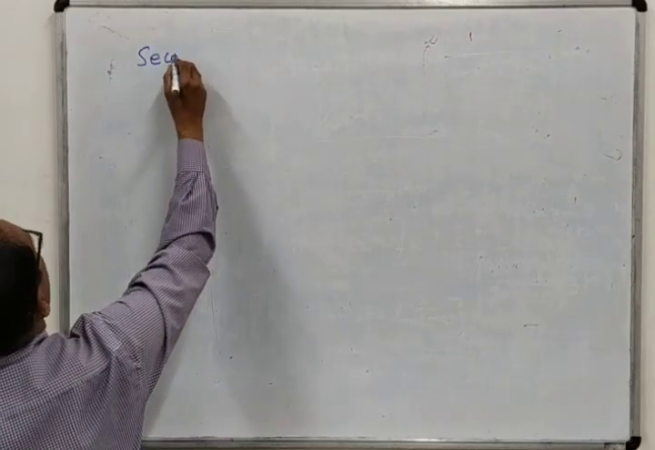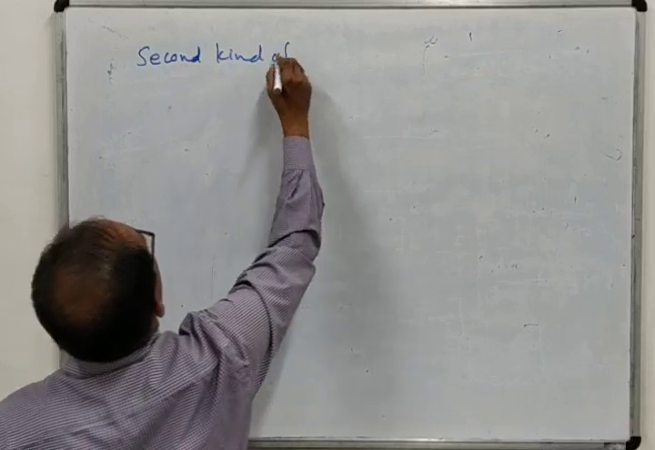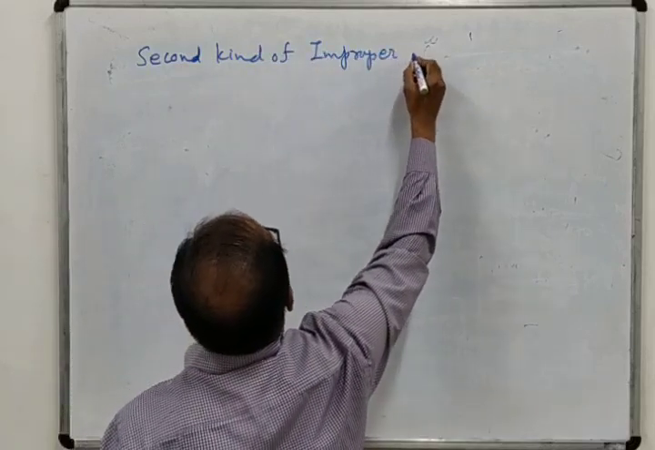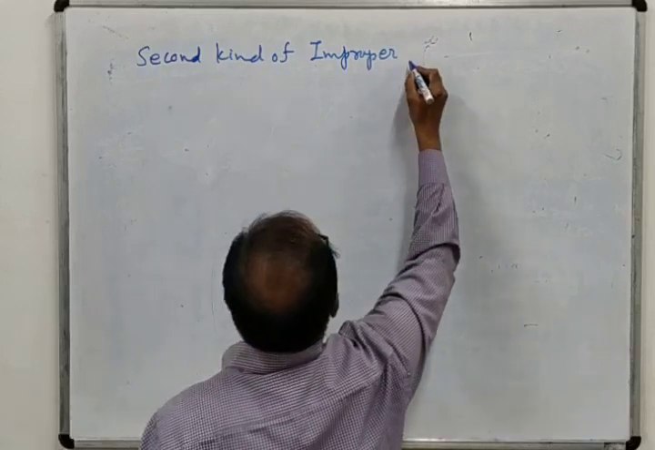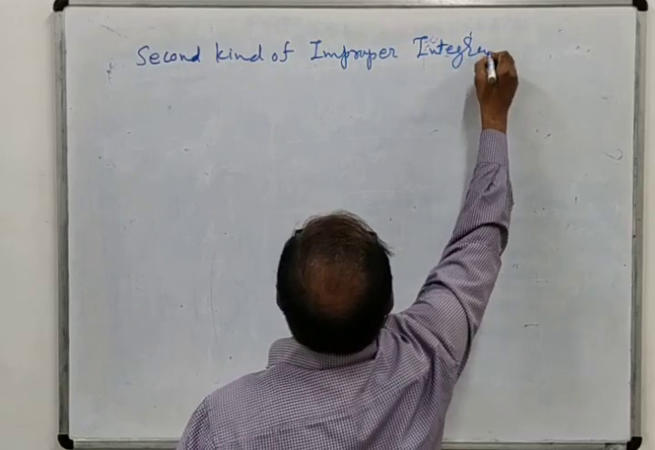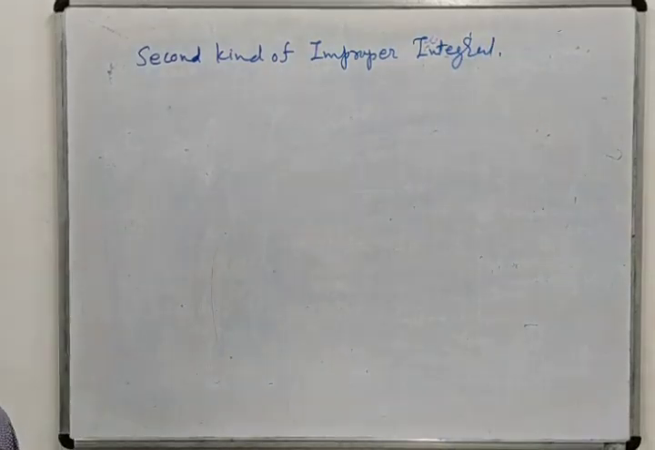Now, the second kind of improper integration. Already I discussed it in the first lecture, but here we will see examples and techniques based on the second kind. So we will see more details in the second lecture, but now here I will explain some of the things.